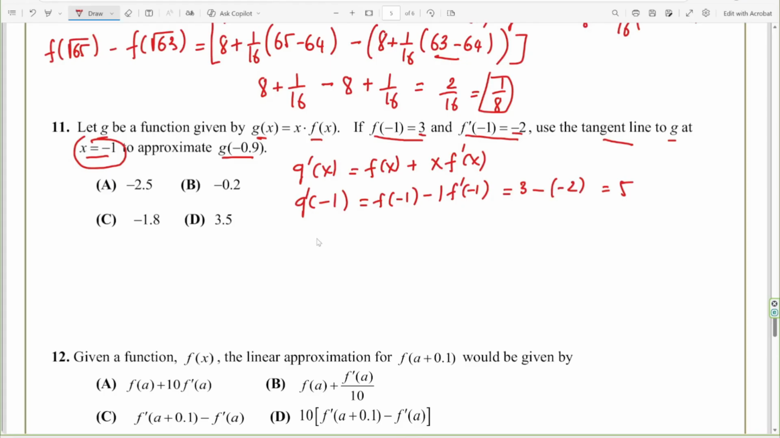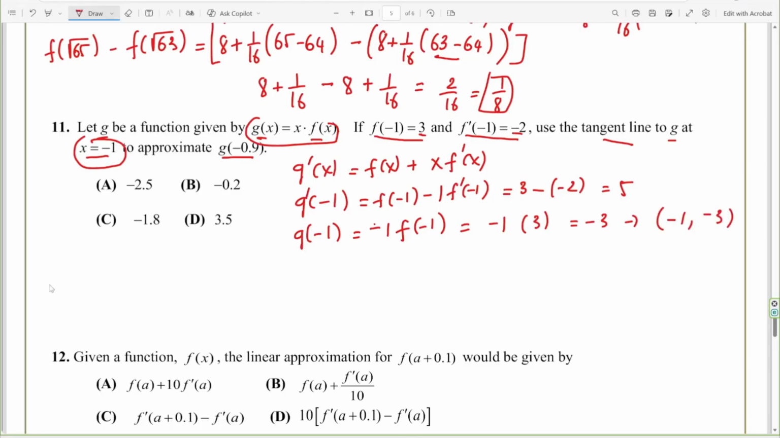Now you need to find the ordered pair, right? So we have g of negative 1, substitute over here. So we have negative 1 times f of negative 1, right? So it would be negative 1 times 3, which is negative 3. So the ordered pair should be negative 1, comma, negative 3.